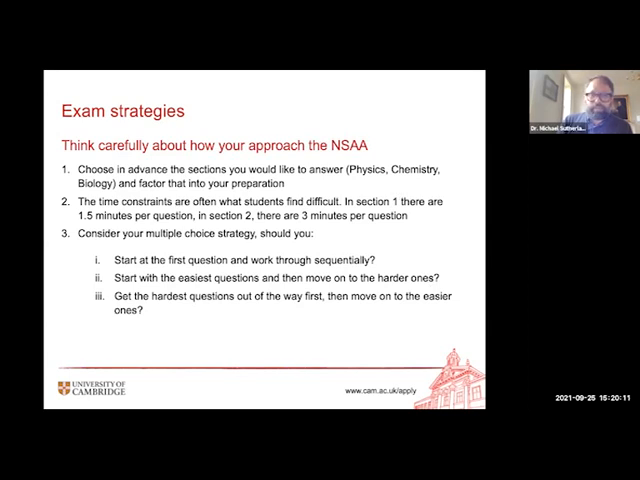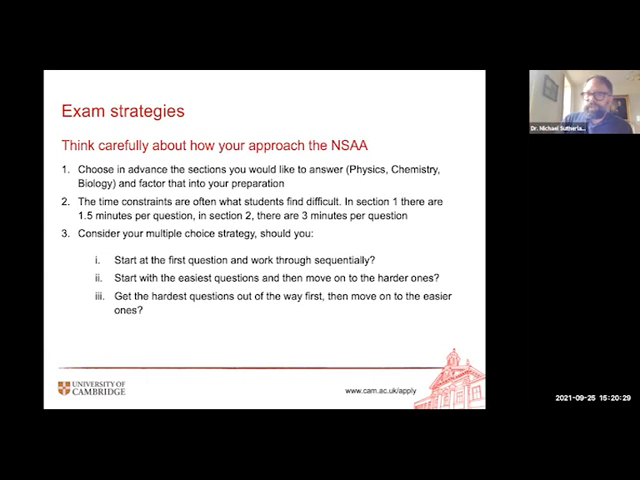Personally, I prefer the second option there. So if I'm doing a multiple choice exam with lots of time pressure, I scan through the questions, the ones that I'm sure I know how to do, and just get those out of the way. And then when there's a bit more time at the end, I go back and do the ones where I was a little bit unsure.